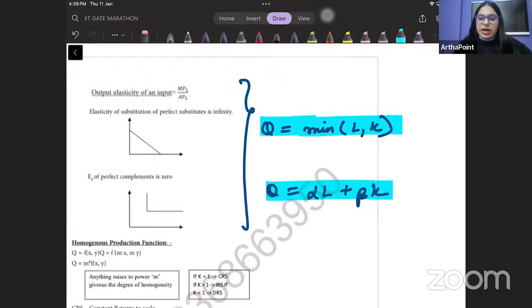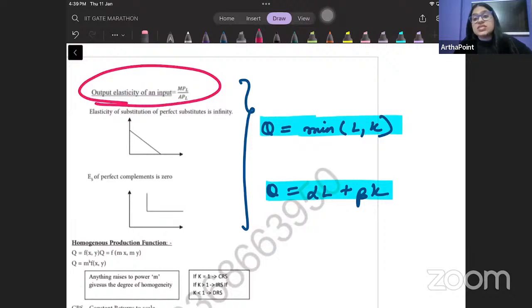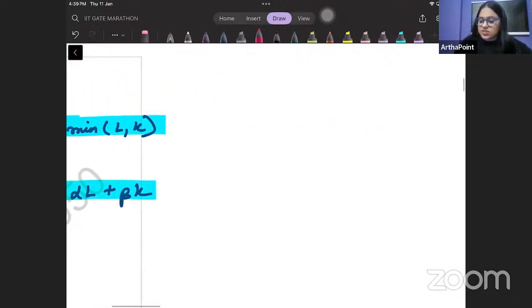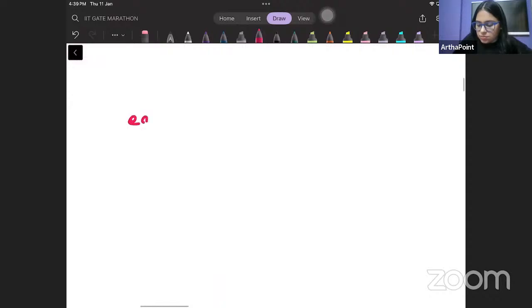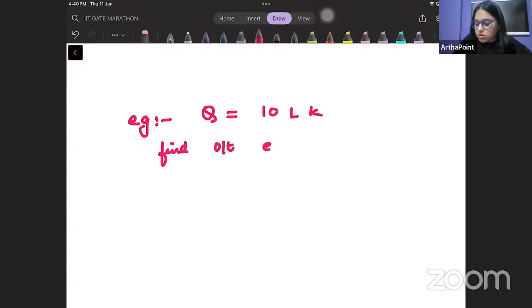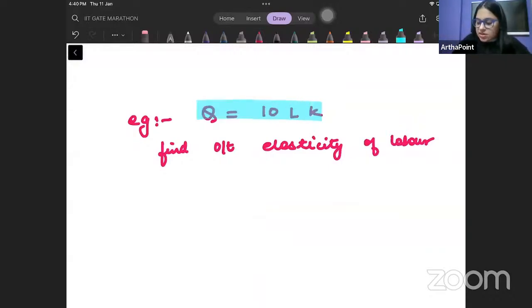Now here, another kind of question that can be asked in exam is this. Find output elasticity of input. Just for example, they give you a function like this. Q is equal to 10 LK. They're asking you to find output elasticity of labor. हाँ बेटा. To do this question, there are two ways. दो तरीके हैं इस क्वेश्चन को एड्रेस करने के.